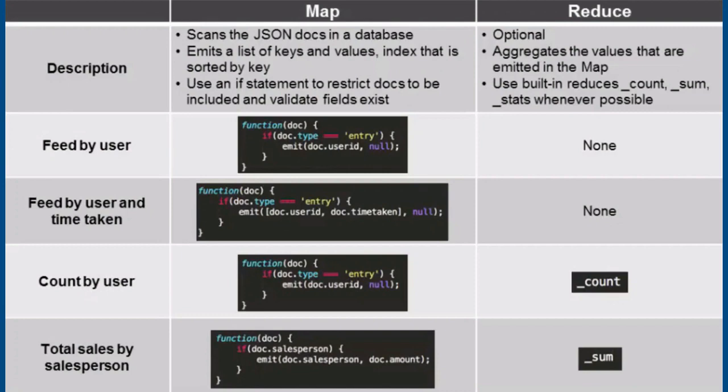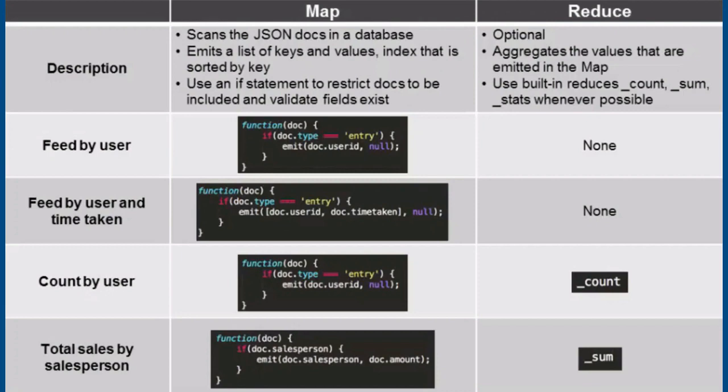Then there comes the count by user example, which builds the map sorted by user ID and then reduces it by country, counting the number of documents returned, and total sales by person, which builds the map where the key is the name of the salesperson and the sales amount is summed in the reduce phase.